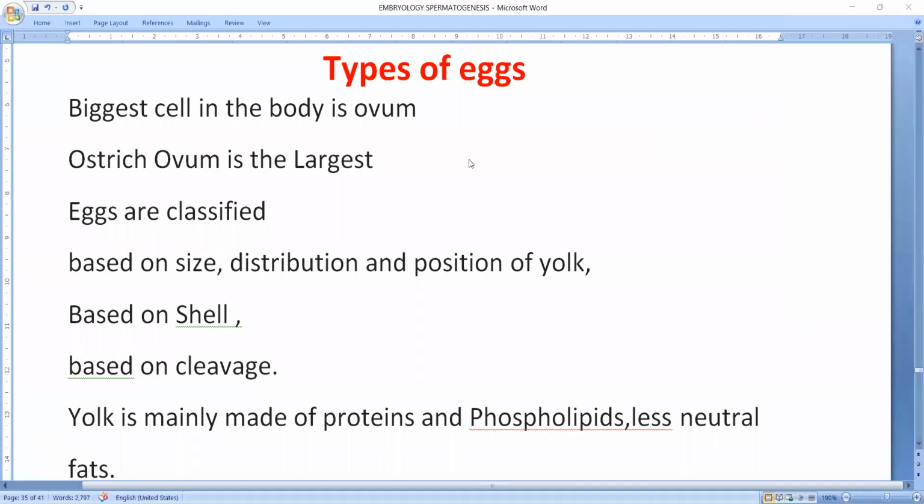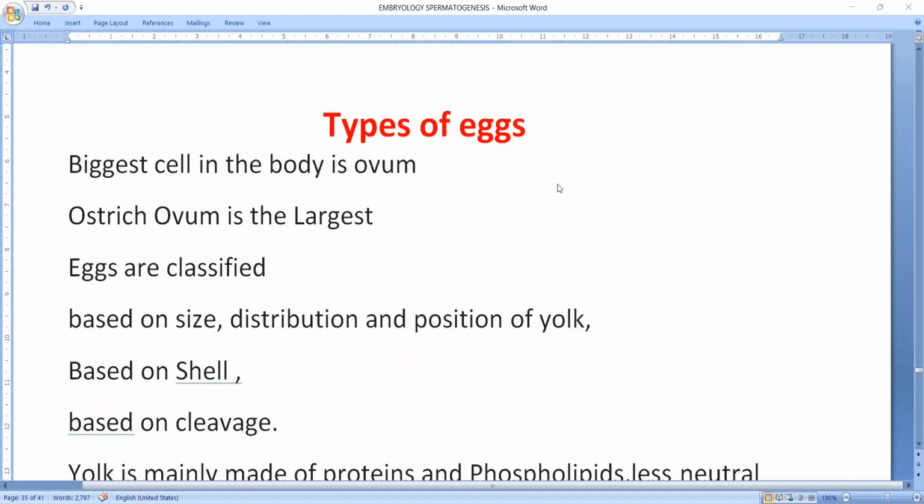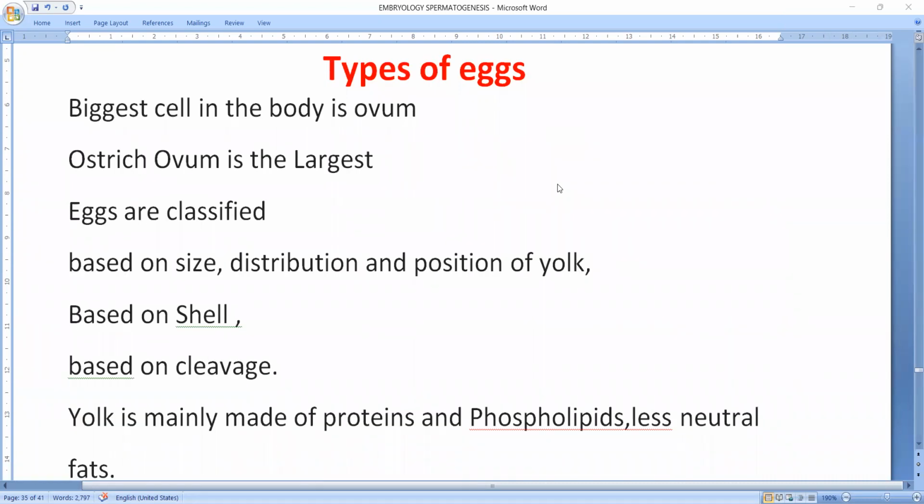Right. So we have discussed gametogenesis, that is gametogenesis and oogenesis, and fertilization also. Okay. So then types of eggs. So egg in general is nothing but the ovum.